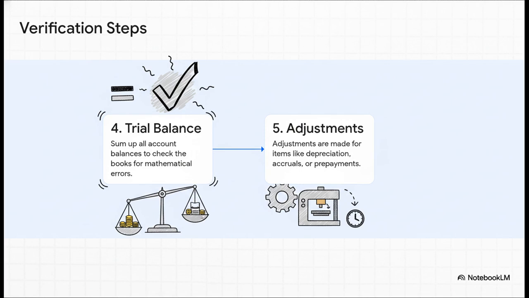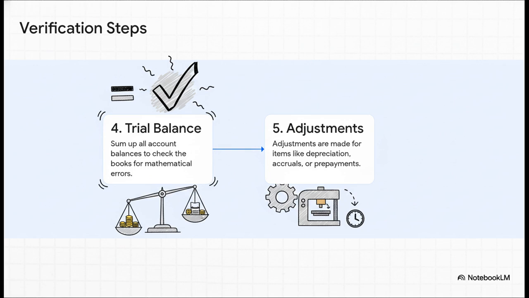This is a brilliant first-pass check. You simply list all of your accounts and their balances. Now, in double entry accounting, which is the system we use, every transaction has 2 sides, a debit and a credit, that have to be equal. Think of it like a seesaw. The trial balance makes sure that seesaw is perfectly balanced. If your debits don't equal your credits, you know immediately there's a mistake somewhere that you have to find.